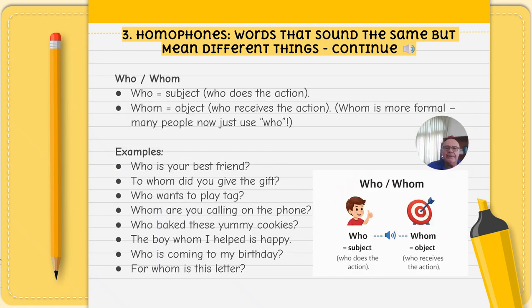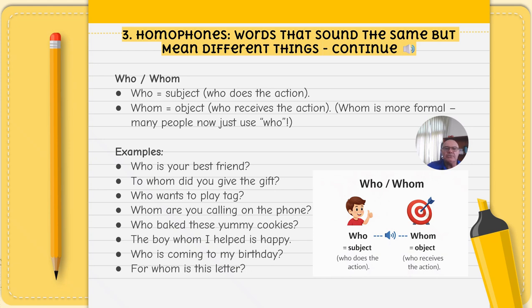Right. Now let's look at who and whom. At least they sound different. Who, that's a subject. Who does the action? Whom, that's the object. Who receives the action? Whom is more formal. Many people now use who only.